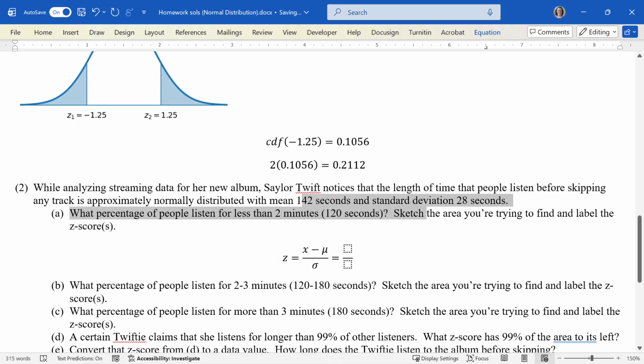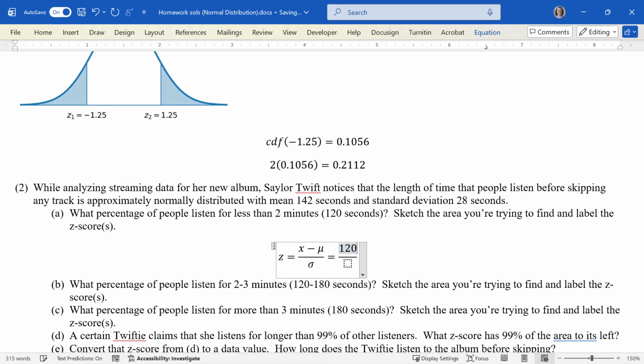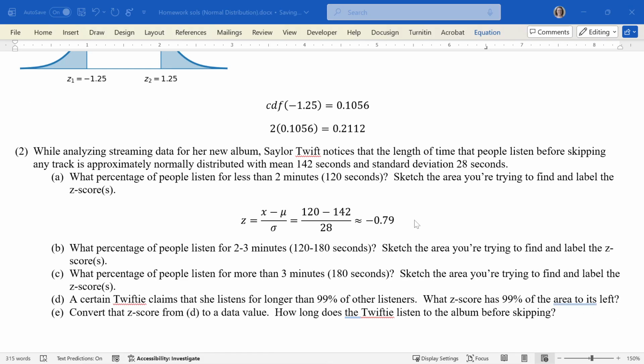So the mean and the standard deviation are in seconds, so we need to use seconds as well for our data. So I'm doing 120 seconds, and then I'm subtracting the mean. This is going to tell me how far above the mean this data value is. And it's not actually above, it's below, but that's why it'll come out to be negative. Okay, and then on the bottom, I'm dividing by standard deviations to see how many standard deviations this is. Okay, so I put this in a calculator, round to 2 decimal places. I'm getting negative 0.79 for my z-score.